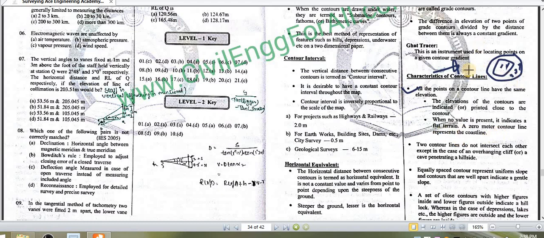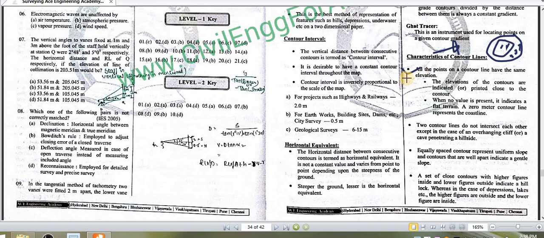Suppose if it is not showing any kind of diagram, that represents a flat ground. A 0 meter contour line represents a coastal line. Okay, so this is the first characteristic which is very important: in order to make a contour line, it should pass through all the points which have equal elevations.